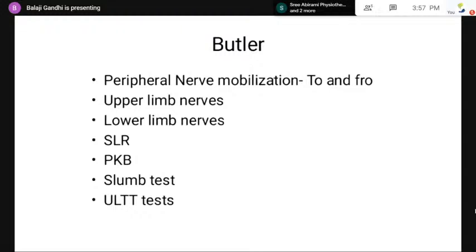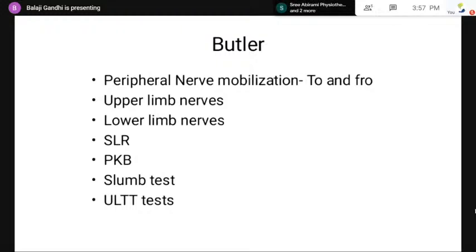Whenever you do a movement, for example wrist extension, definitely the radial and median nerves will be stretched. There is a to and fro movement. The peripheral nerve can easily move to and fro, and the upper limb nerves and lower limb nerves can be stretched. You know the upper limb nerves: median nerve, radial nerve, and ulnar nerve. For the lower limb you have the sciatic nerve and the femoral nerve.